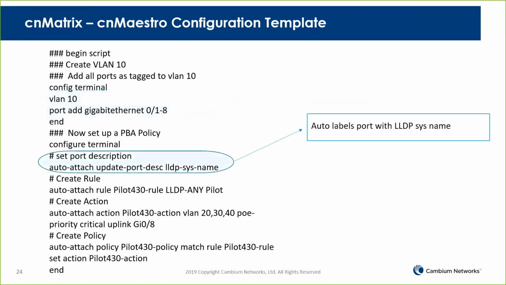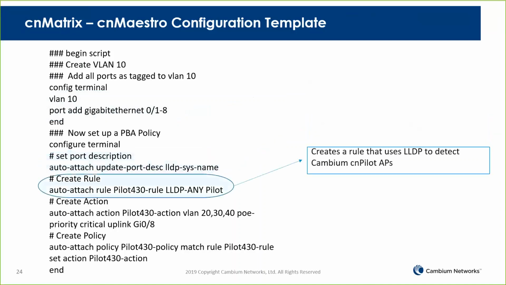The next step is, from this PBA point of view, I've set it up so that ports will be automatically labeled with the sysname that is found in the LLDP packet. The next step is I'm going to create a rule. This is the match criteria for the policy. My rule is going to be based on, my comment here says LLDP, but I've changed that. It's going to be based on the MAC OUI. So on a Cambium MAC OUI, I will detect that it's a Cambium cnPilot AP.